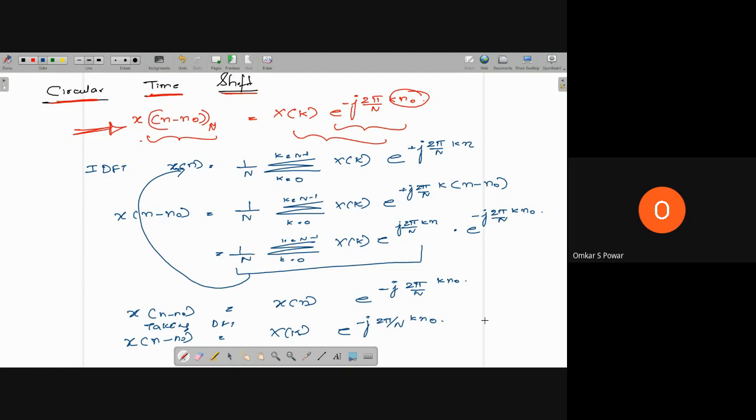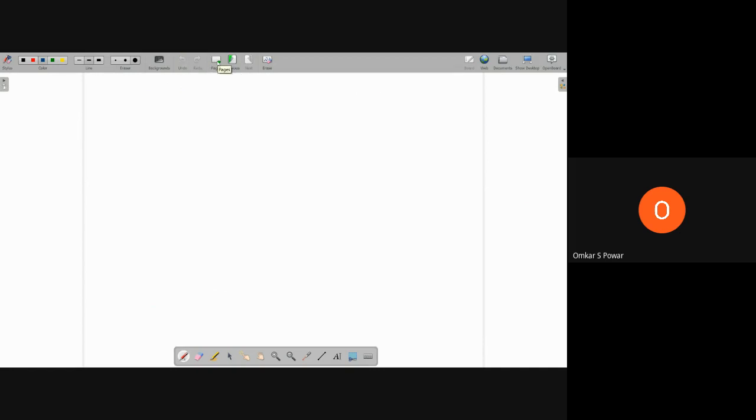So now we have studied this circular time shift. What is this? Shift in the time domain will make you multiply with the exponential. For that you took the IDFT formula, substituted x of n by x of n minus n naught, and then you proved it. Similarly, we'll go to the last property, which is circular frequency shift. So let's see the statement. What is the statement? And then we can proceed.